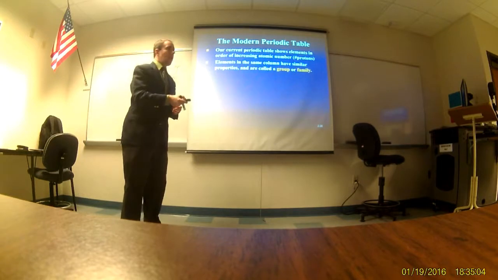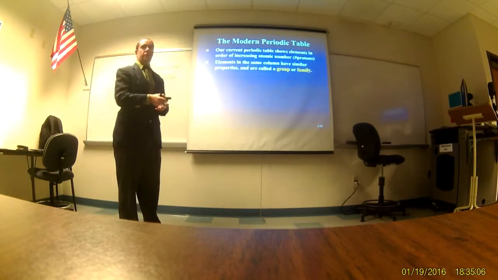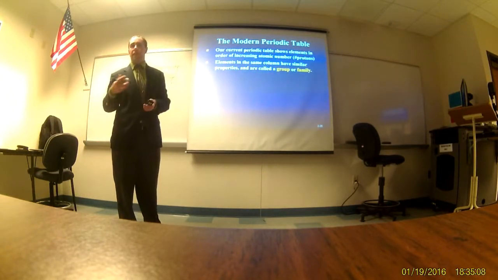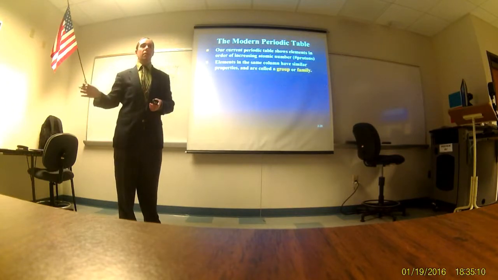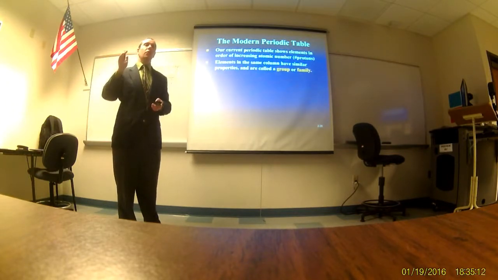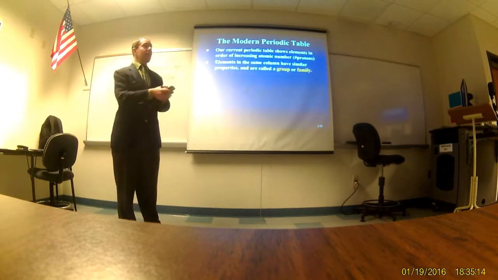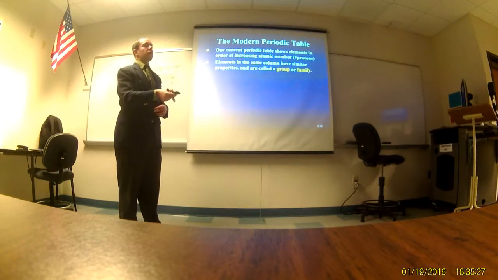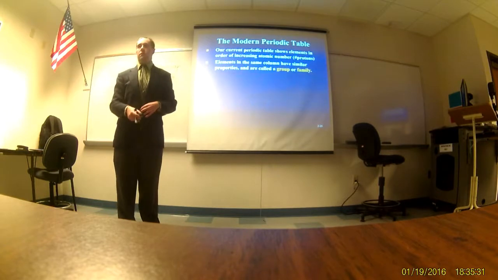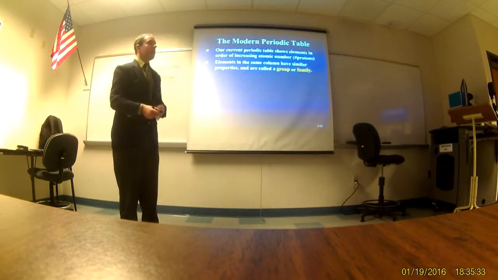The columns are called groups. Sometimes they're called families. I don't think you'll ever hear them called families again in this class. A column is called a group. First column is called group 1. There's a Roman numeral 1. That's group 2. And then you'll usually see 3, 4, 5, 6, and so on.